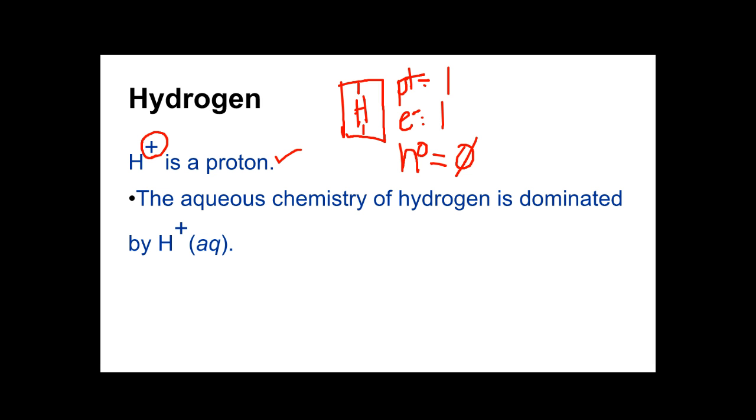Aqueous chemistry of hydrogen is dominated by the hydrogen ion, and like I said, we'll get into that very deeply once we get into bases and acids and stuff like that, and start looking at pH.